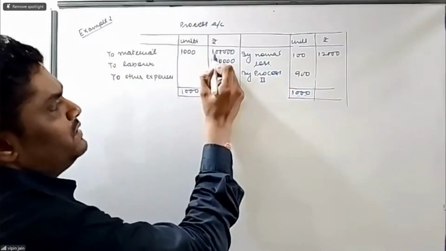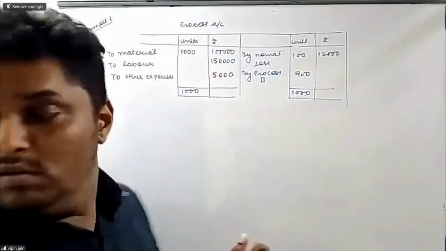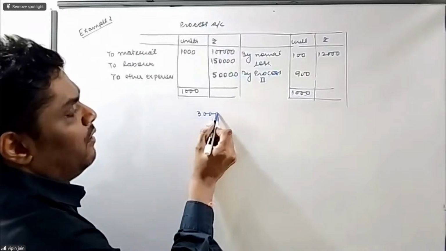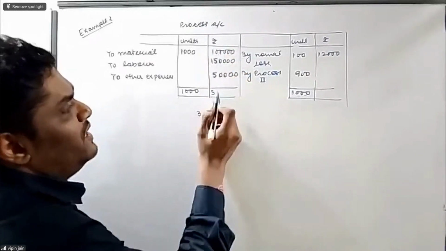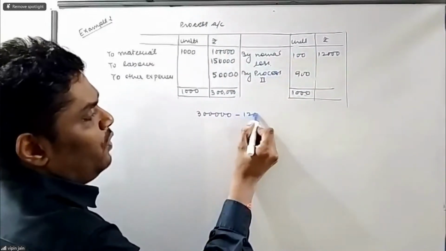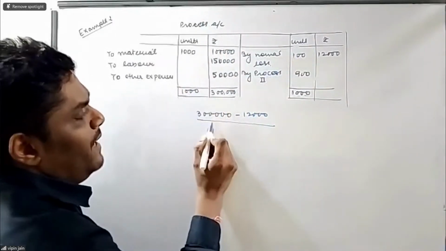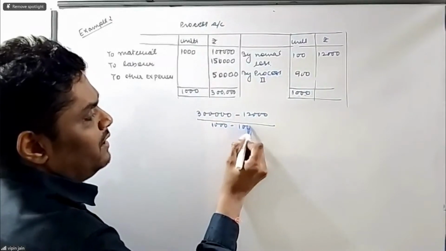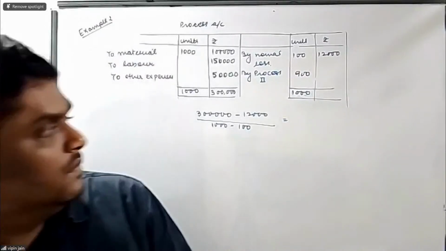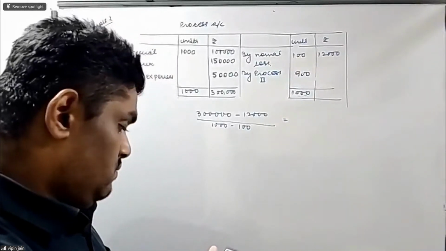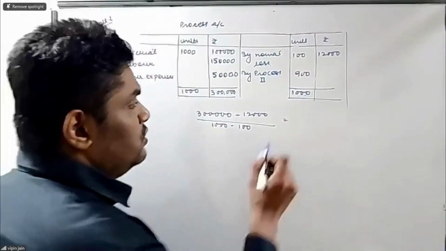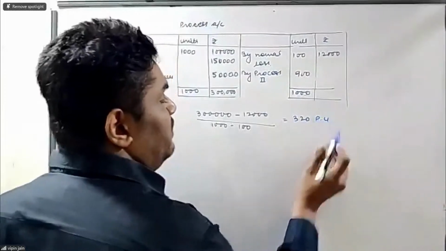Now my process cost is 3 lakh. That is 1 lakh plus 150 plus 50, minus the amount realized on sale of normal loss, 12,000, divided by my good units, that is 1,000 minus 100. So the cost per unit will be 320 per unit.